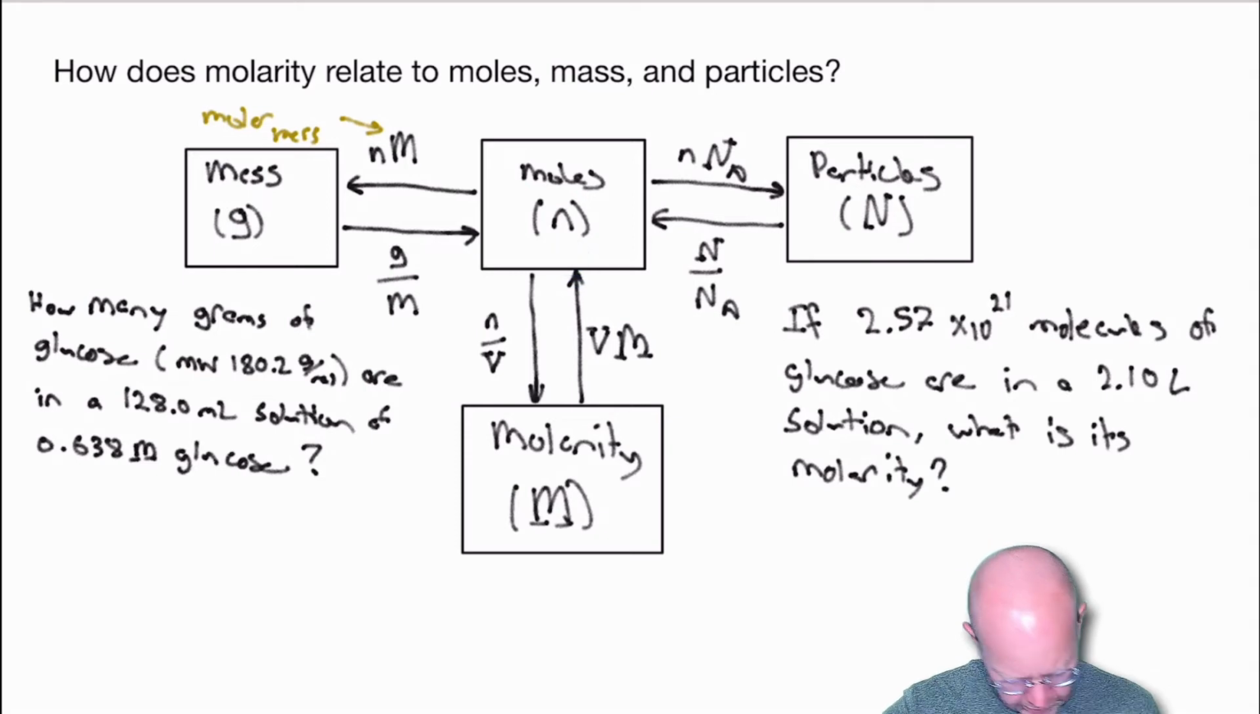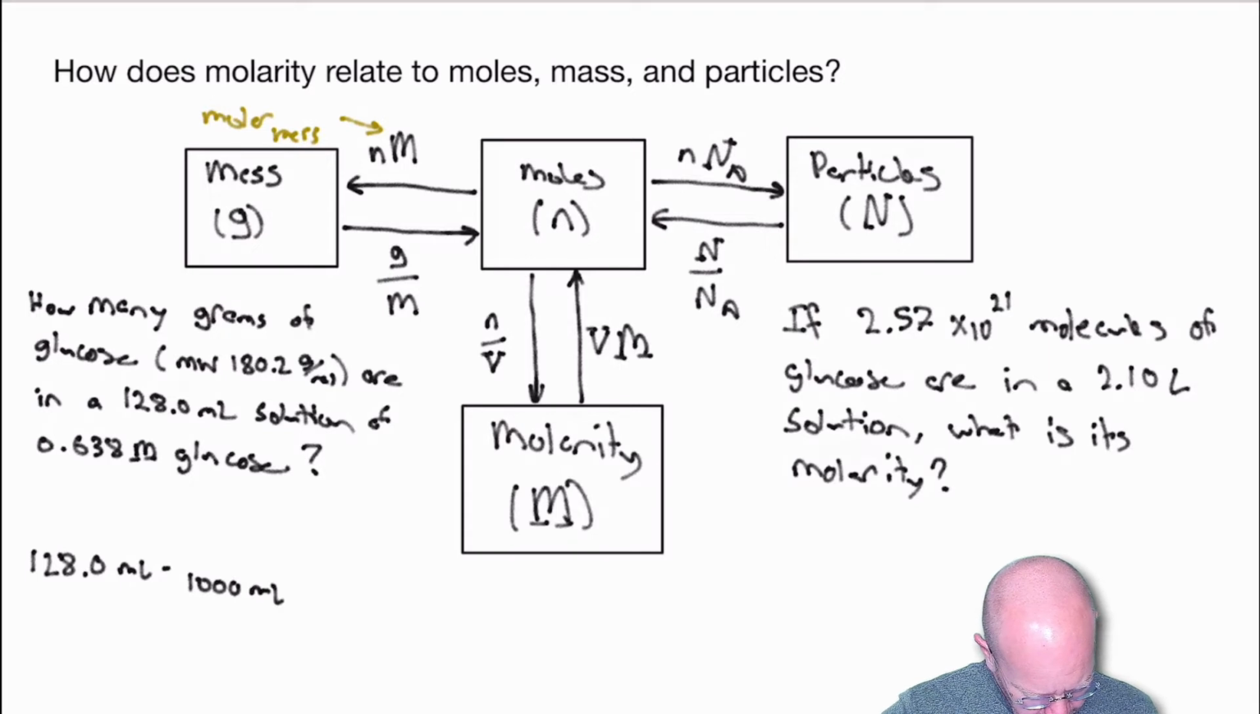Let's multiply the volume, and importantly the volume has to be in liters, so I'm going to start with 128 milliliters, and for every 1,000 milliliters there is 1 liter. So this will allow me to know the volume of the thing that we have, and we need to multiply the volume in liters by the molarity, which is 0.638 moles of glucose divided by 1 liter.